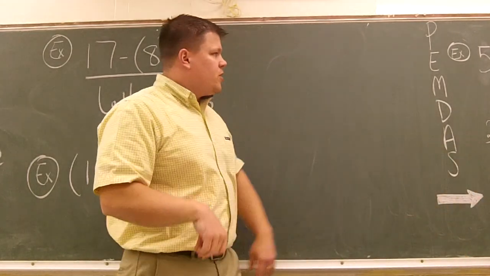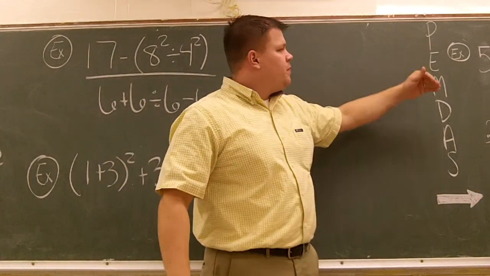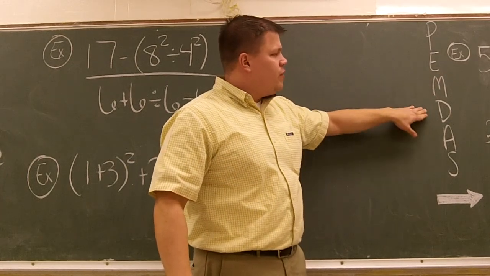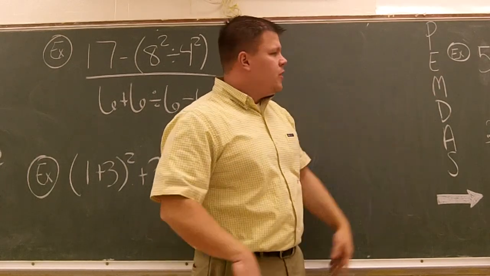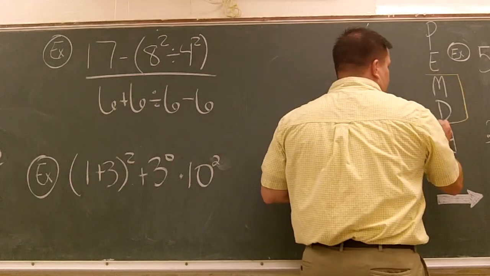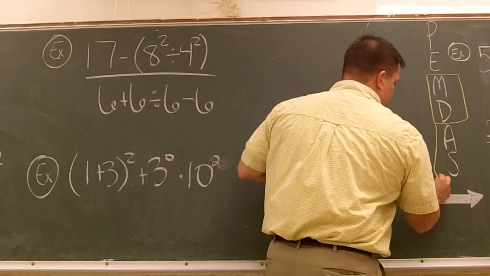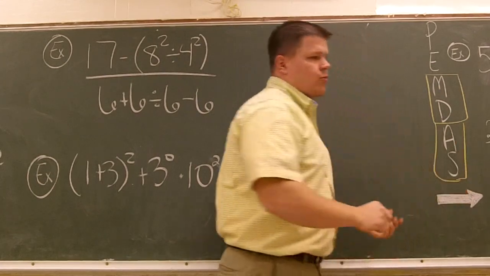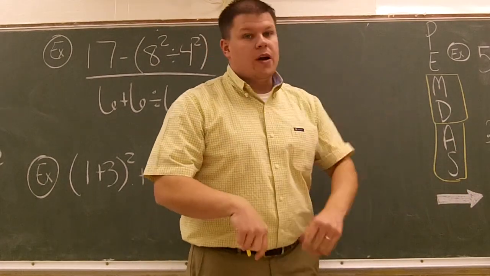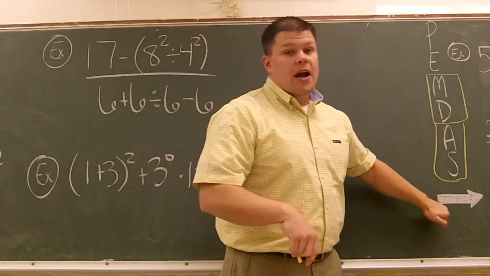Let's remember that we're using parentheses, exponents, multiplication and division, addition and subtraction, keeping in mind that multiplication and division are of the same rank, and also addition and subtraction are of the same rank, and we always work from left to right, just as we read. That's why the arrow is there.